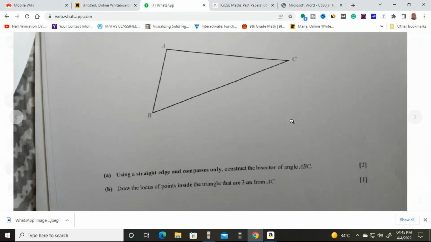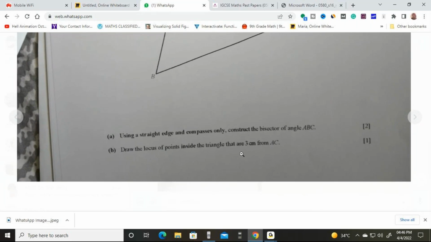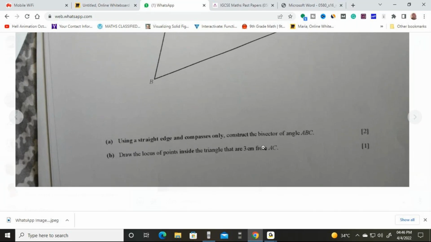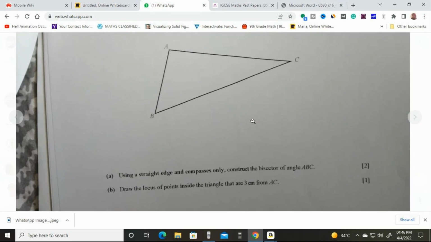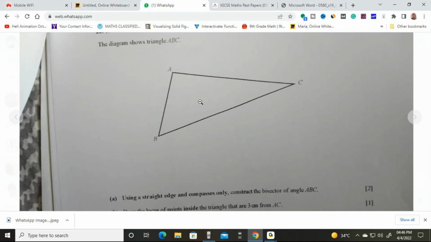We do not know what kind of triangle this is, a right triangle or scalene, whatever it is. It's not mentioned. So you have done part A here because you know how to construct the angle bisector. Do you, or do you want me to tell you? I think I can do it. Now you see in part B, they are asking us to draw the locus of points inside the triangle that are 3 centimeter away from AC. All right, for this purpose, I need to upload this.